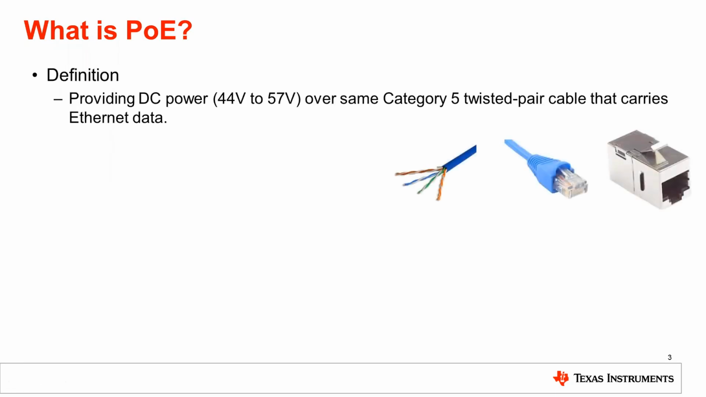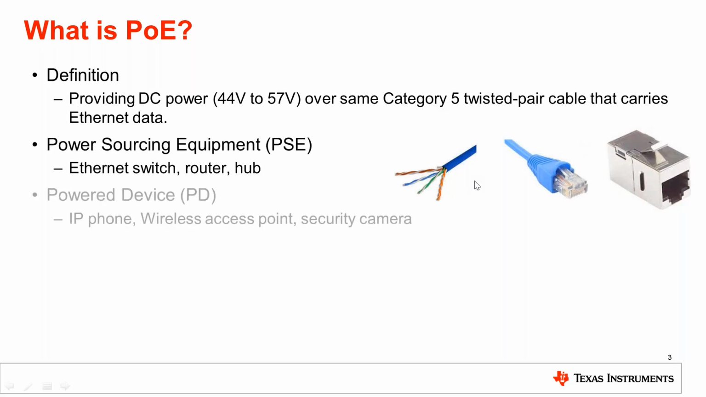So first off, what is PoE? On a high level, PoE is providing DC power, 44 to 57 volts, although most customers typically use 48 volts, over the same Cat5e cable that carries Ethernet data. Here you can see an RJ45 receptacle and a Cat5e cable that plugs into it. Inside the cable, if you were to cut it, you'd see 4 twisted pairs of wire that are used to send power and data over the same cable.